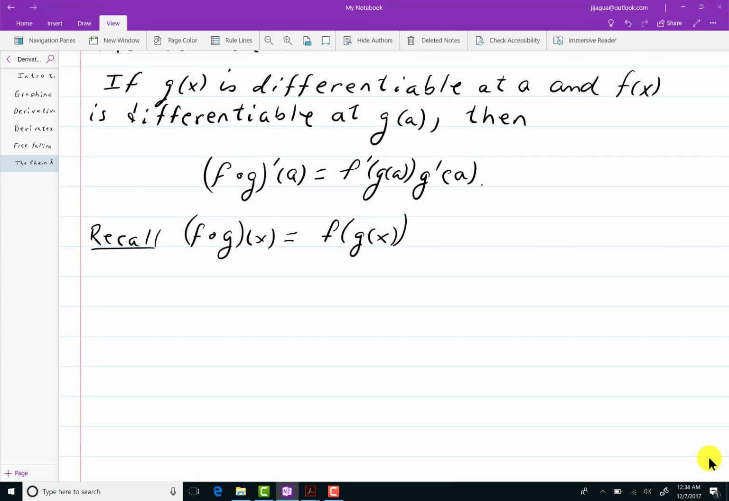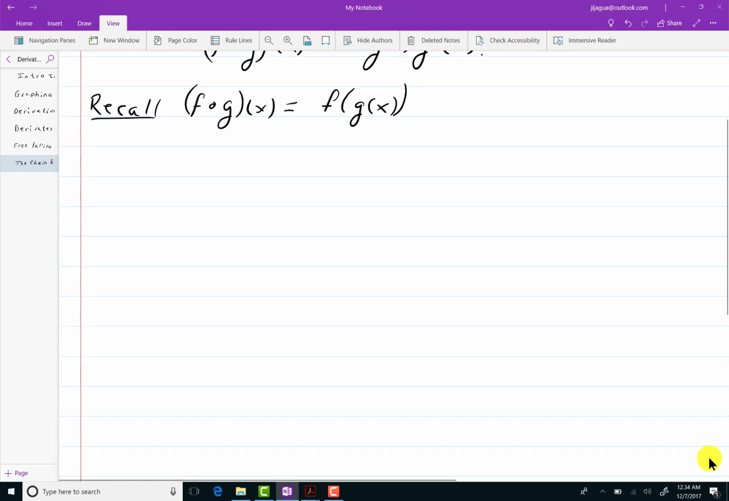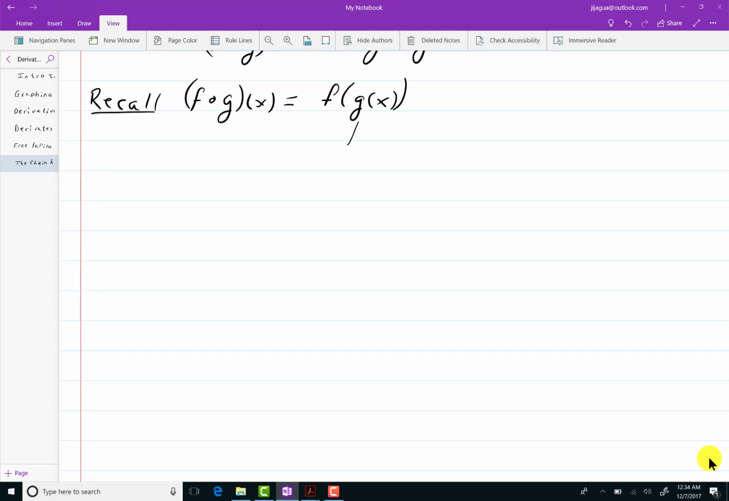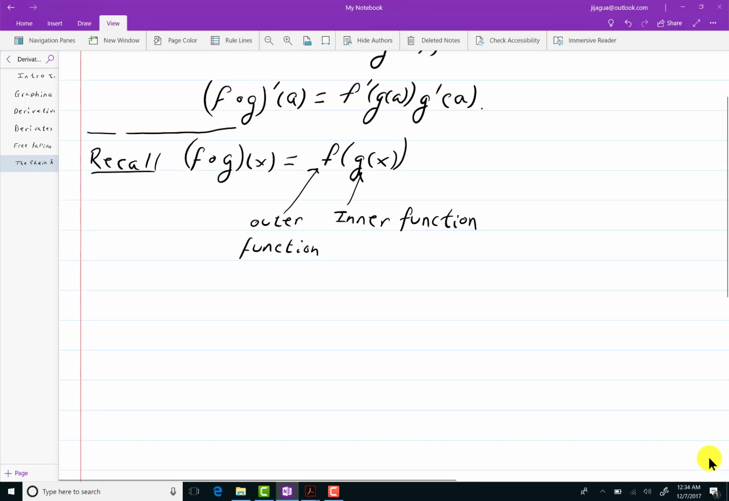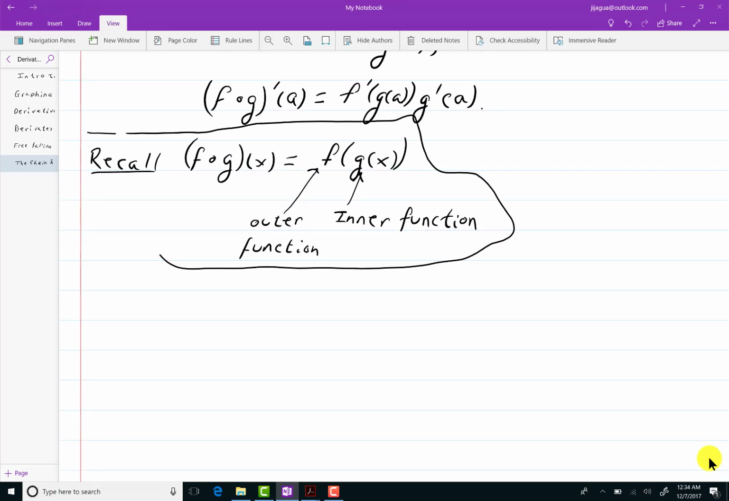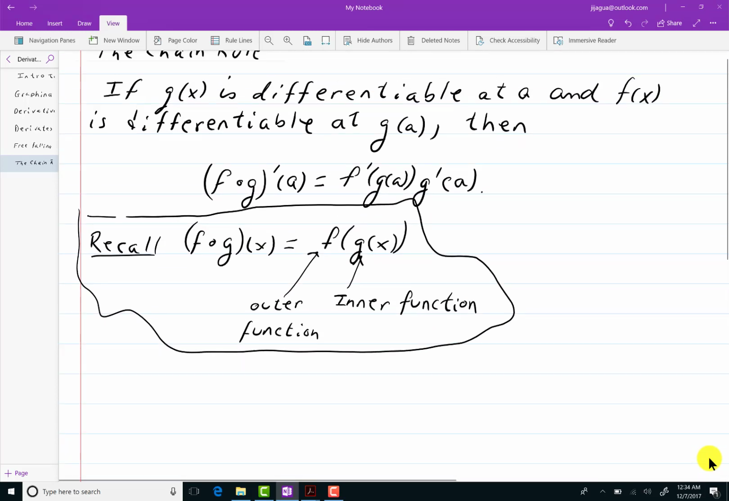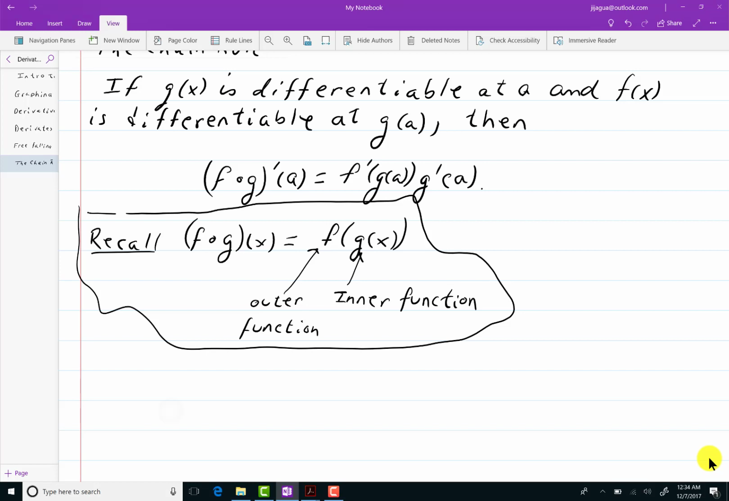G can be called the inner function. We would call g the inner function. And f we would call the outer function. And it's used to handle more complicated derivatives than we have at our disposal right now. So, let me box this out of the way and show you roughly how the proof works.